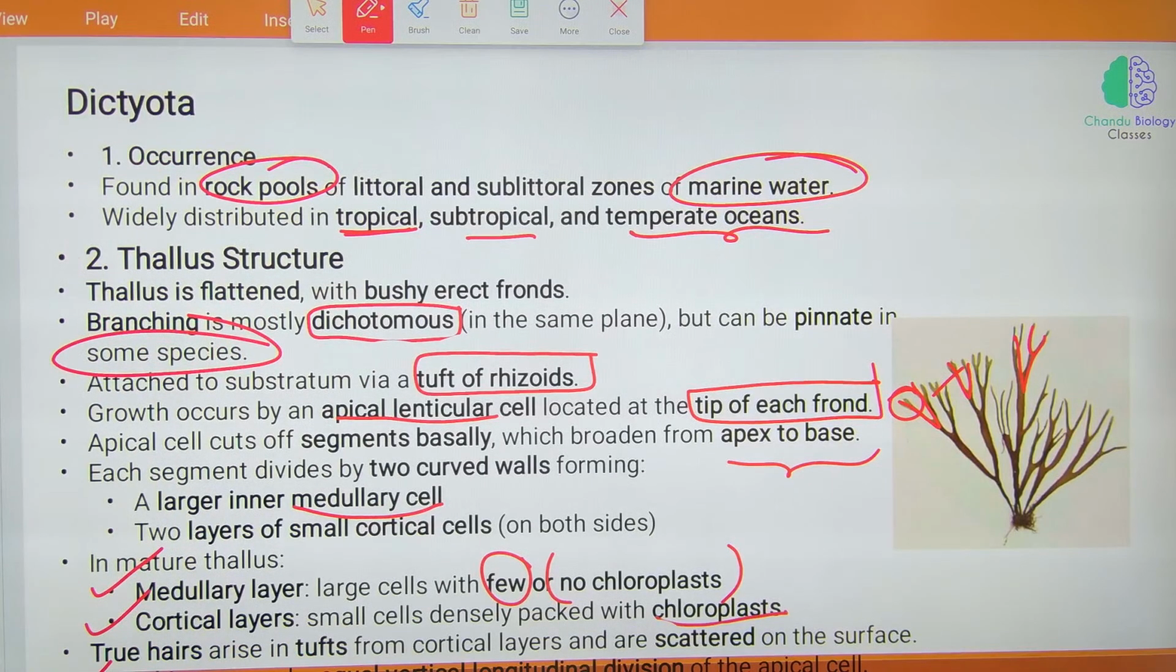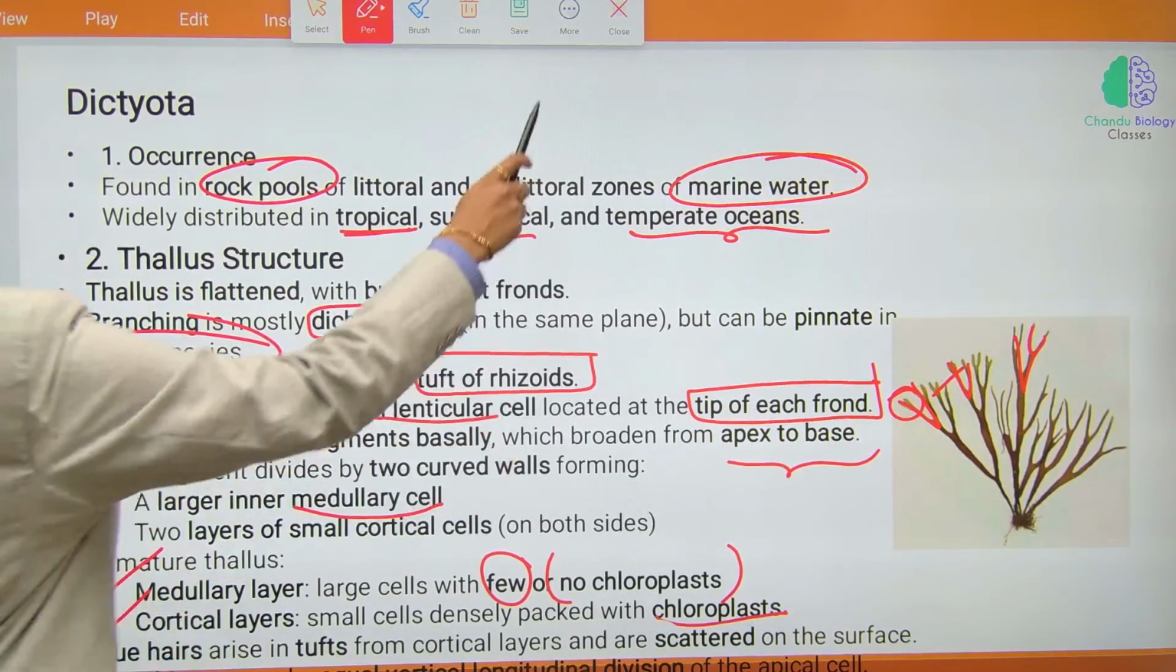This is how the branching occurs. So the mature thallus has a medullary layer and cortical layers, and true hairs arise as tufts on the cortical layers. This is the complete thallus description of Dictyota.